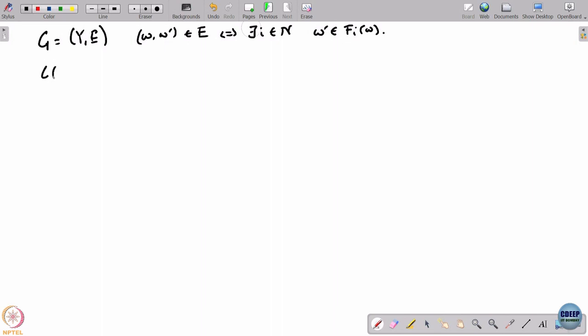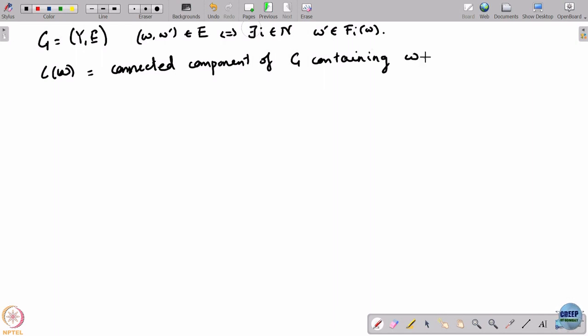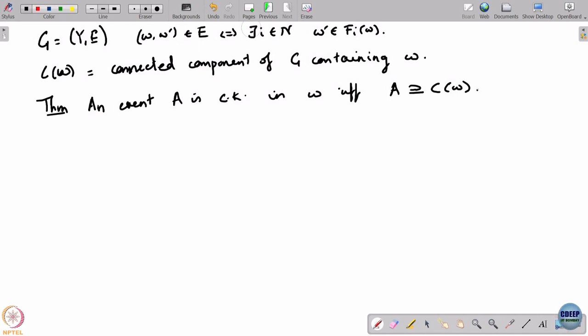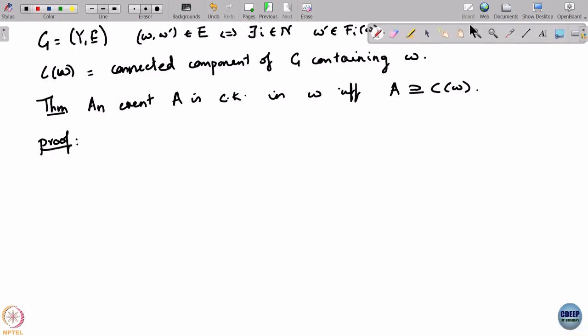And C of omega is the connected component of G containing omega. Okay, and our theorem was this: an event A is common knowledge in omega if and only if A contains C of omega. All right. So let's do the proof of this.